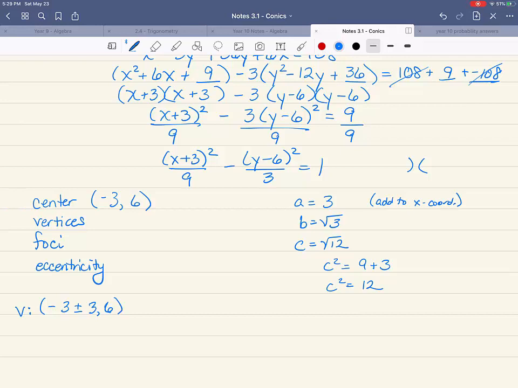So there's my workings, and I'm going to write them up here. Negative 3 plus 3 is 0 comma 6. Negative 3 minus 3 is negative 6 comma 6. So there are my two only vertices.